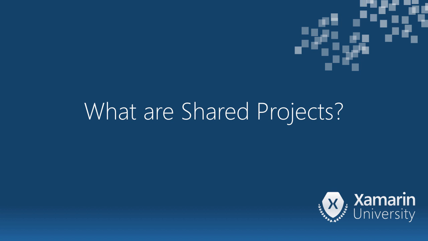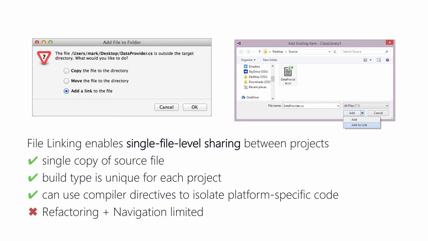So let's talk about how we structure our projects to be able to efficiently share code. The first way we can share files between our projects is through file linking. This is similar to shortcuts or links, and this is where we have a single copy of the file somewhere on disk, and each project that wants to use that file links or points to it. This approach was once the way to share code across platforms because it's quite easy to use.